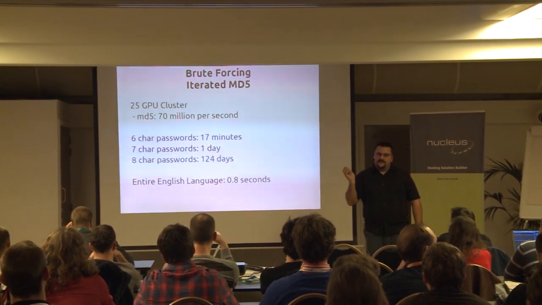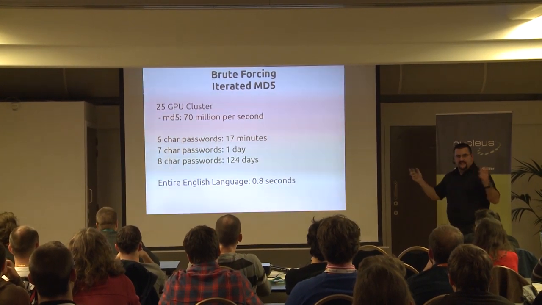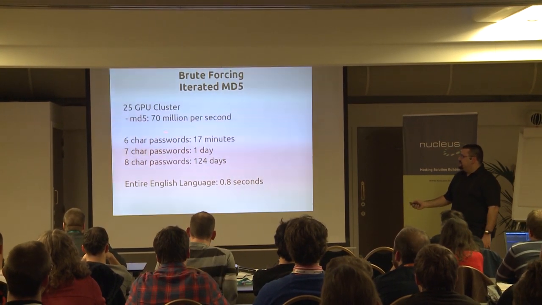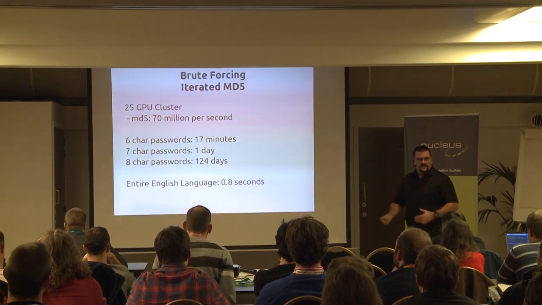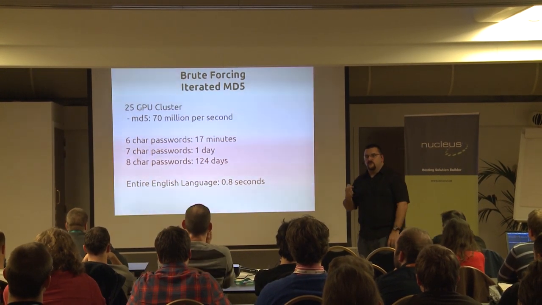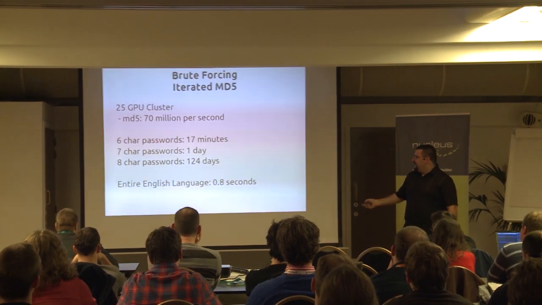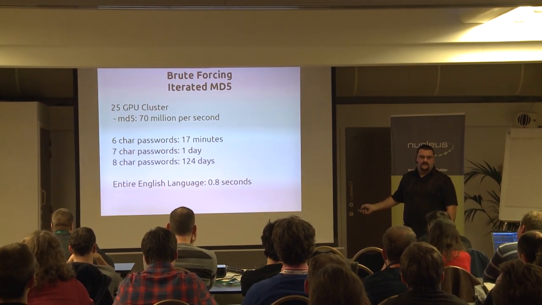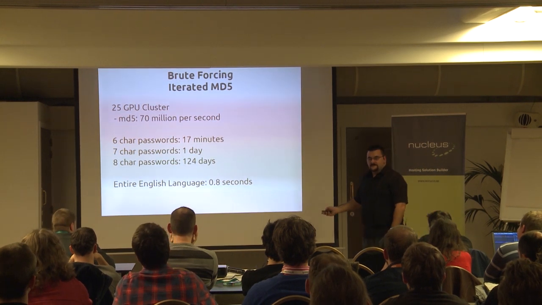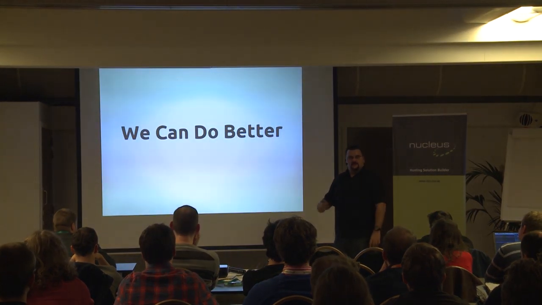If we want to brute force this with that big behemoth cluster, we can do about 70 million of them a second. So it brings us back into the realm of raw MD5 on a MacBook Pro. The entire English language, though, is still ridiculously fast at under a second. But we can still do better.